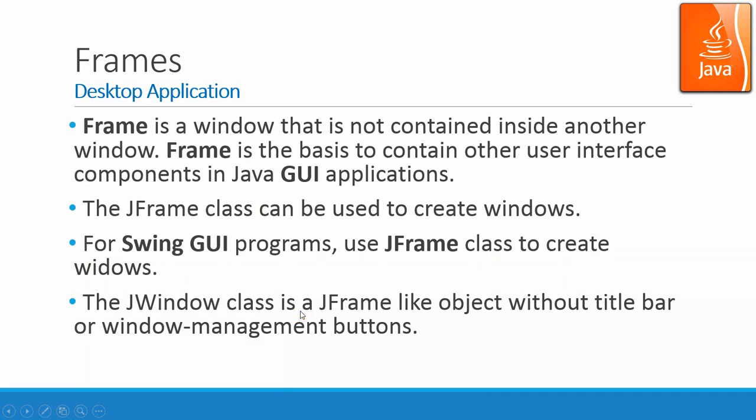The JWindow class is a JFrame-like object without a title bar or window management buttons. So basically it looks like a picture without any control on it. But JWindow is sometimes useful for some applications like a splash screen.